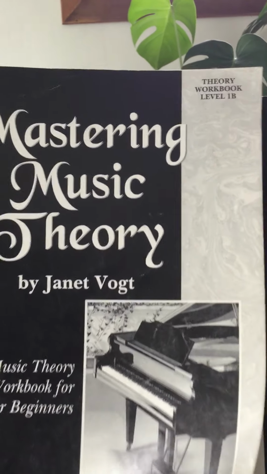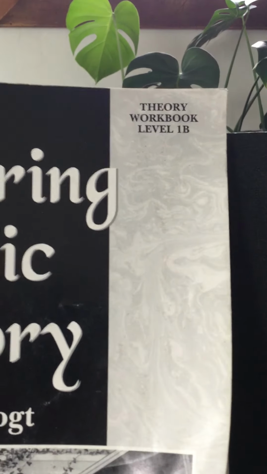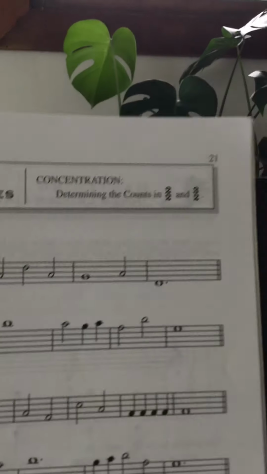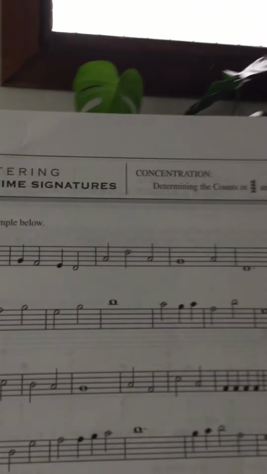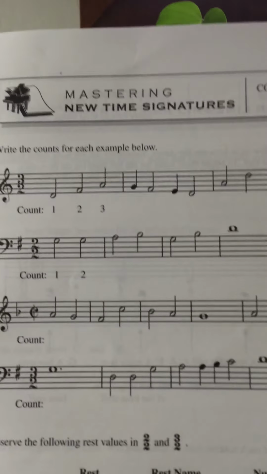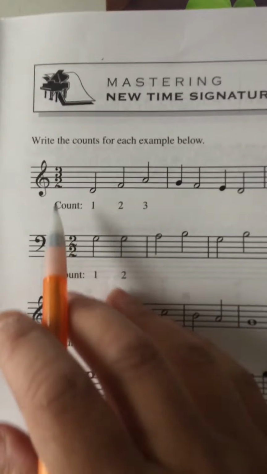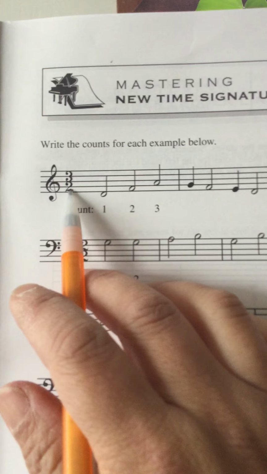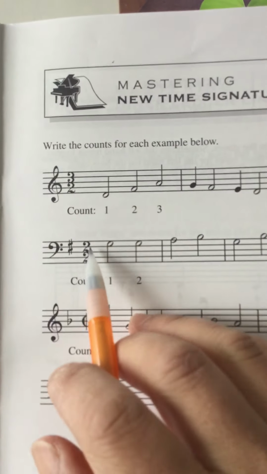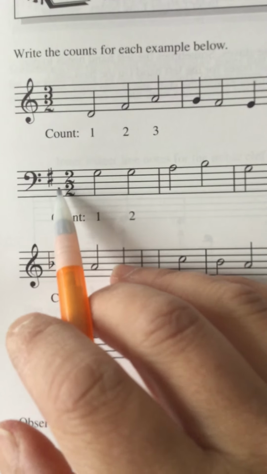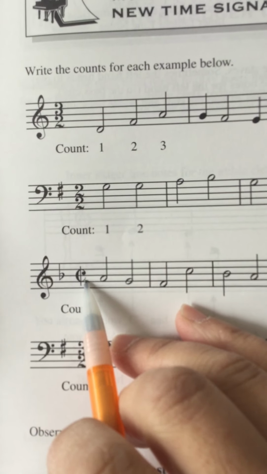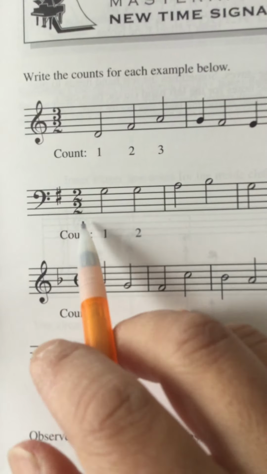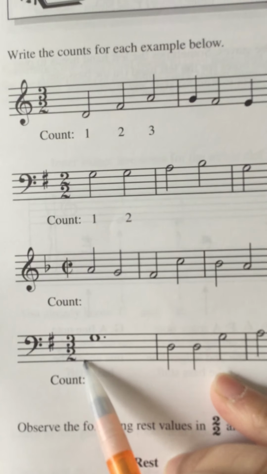Hi there, so we're doing Theory Workbook Level 1B, some new pages starting in 21 through 24. Looking at 21, this is a continuation of what you did with page 20, where you were counting these time signatures that have a 2 on the bottom. So 3, 2 time, this one's 2, 2, right? That's cut time, that's 2, 2, same idea. Anytime you see the C with a slash, that's 2, 2, and then back to 3, 2.